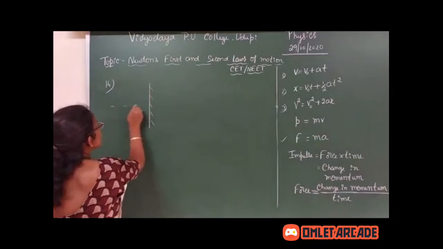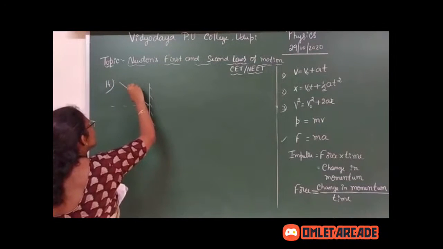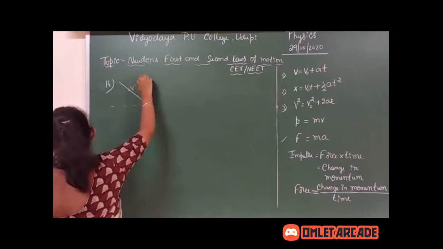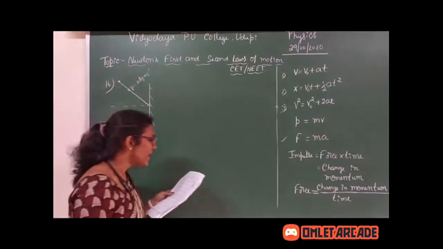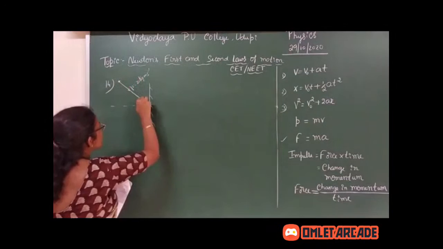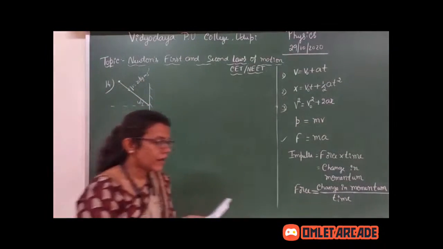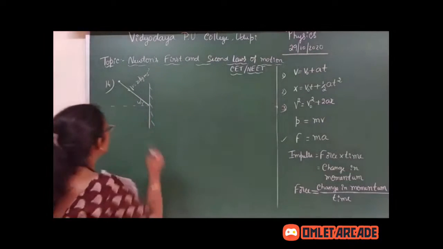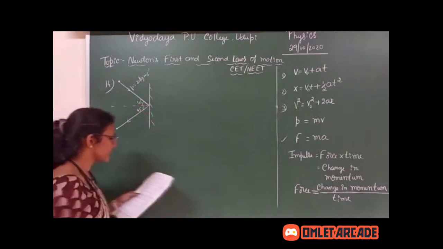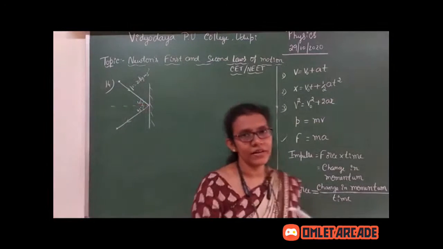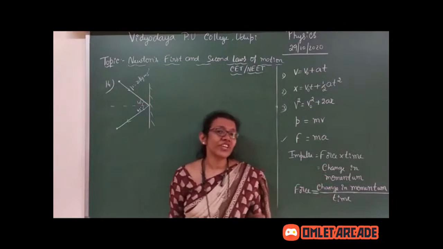This is a ball, this is the normal. A ball is moving with the momentum P of 20 kg meter per second. It makes an angle of 45 degree, and it is reflected back with the same angle, 45 degree. The impulse of the force is nearly. Impulse is nothing but change in the momentum, so we have to calculate the change in the momentum.